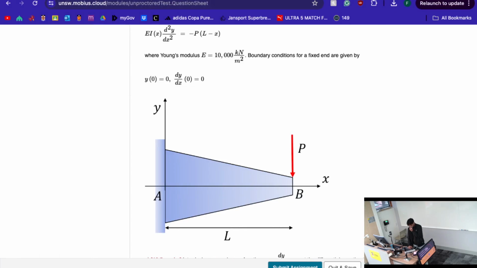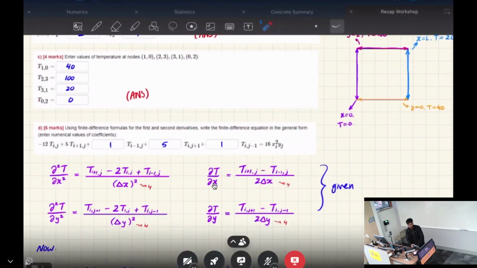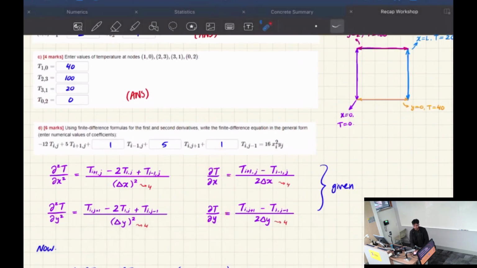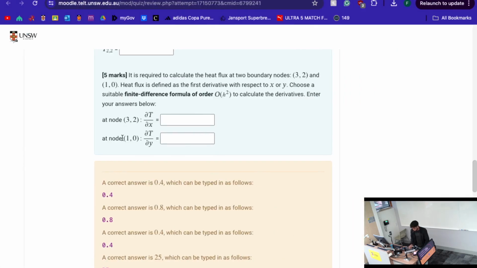So let me quickly take a look. Calculate the derivatives. Oh, yeah, so I think what you'd have to do, you're trying to find these ones, right? So you'd sub in the nodes 3, 2, and then 1, 0 over here, and then you already know what the temperature at those points are, right? So you sub in your temperature at that point, and then your delta x, and then you get your value. And do the I minus 1, I plus 1.